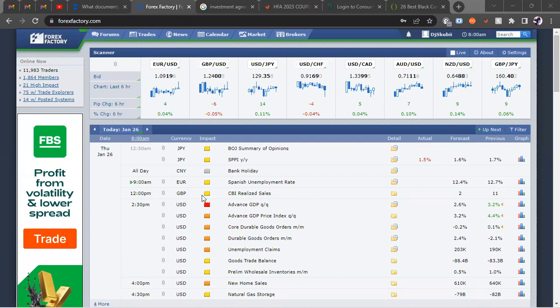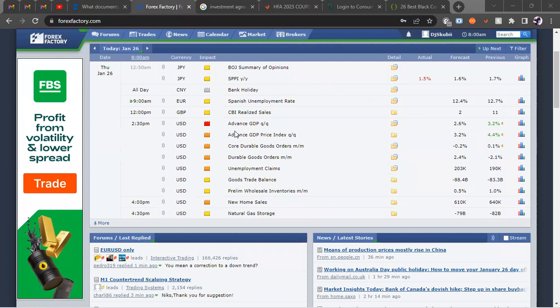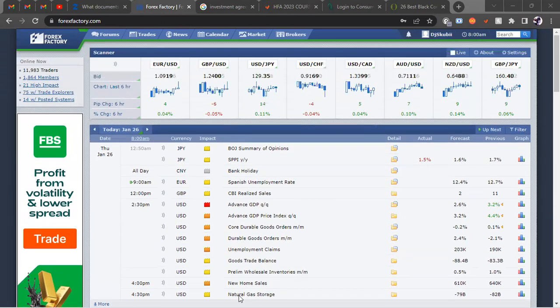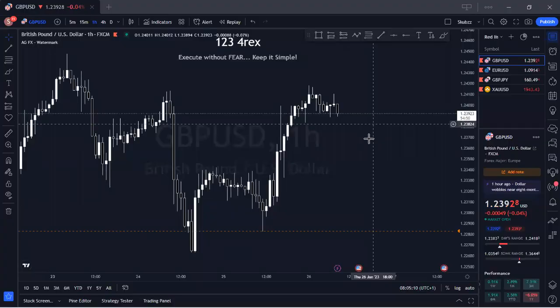So today, by 2:30, there's high impact news on USD. That's advanced GDP, Q on Q, which is quarterly. So we're looking at a whole lot of volatility by then. Let's just see what happens by then. So let's jump on our charts and see what we can get.